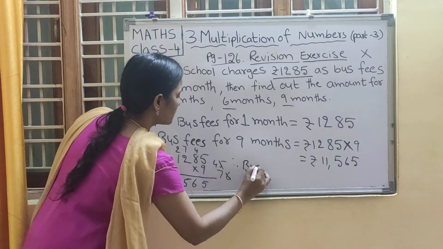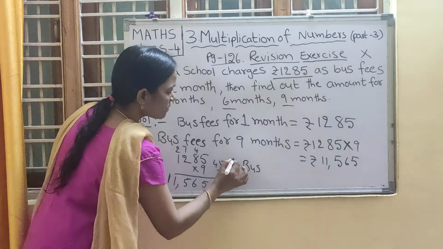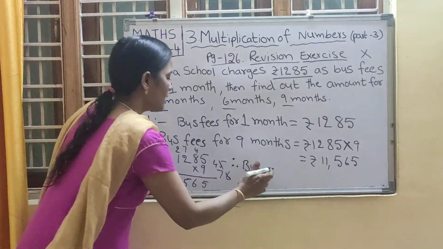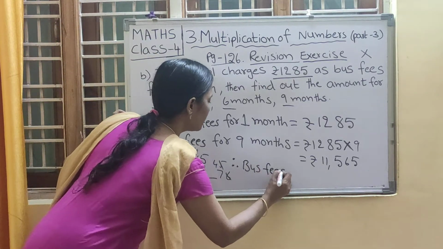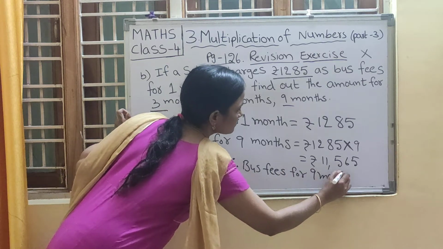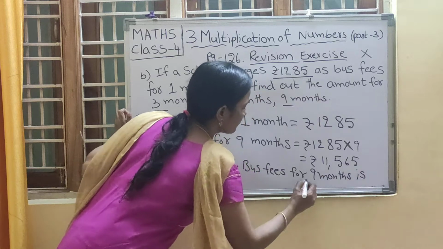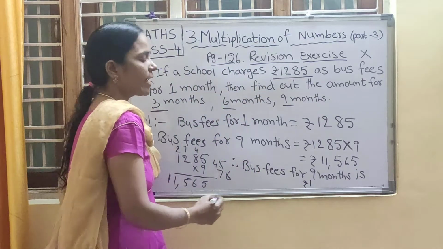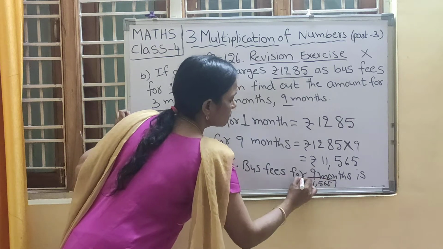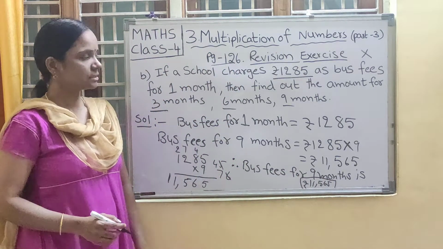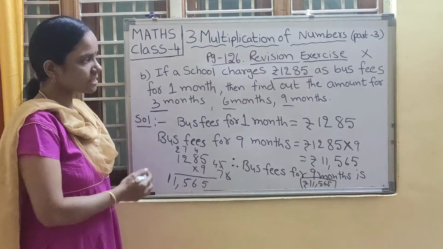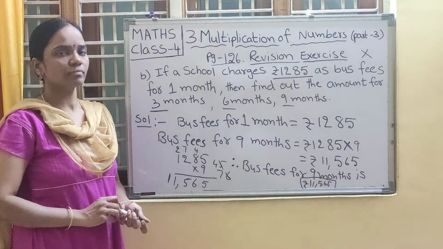Therefore is a symbol. This symbol is called therefore. 3 dots. Okay. Bus fees for 9 months is how many rupees? Very good. 11,565 rupees. Note it down, children. So here the problem is completed. Note it down. You can pause the video and note it.